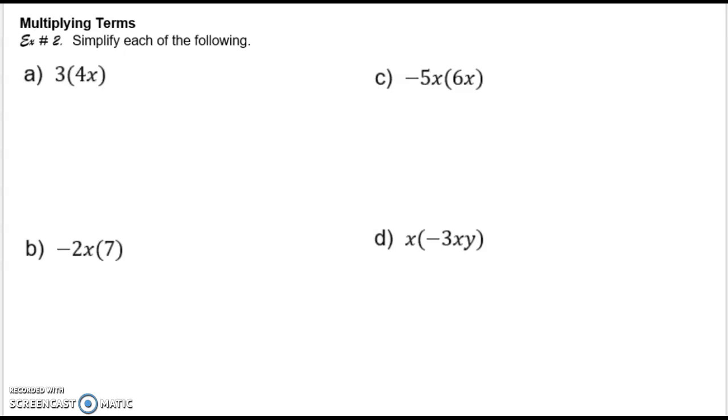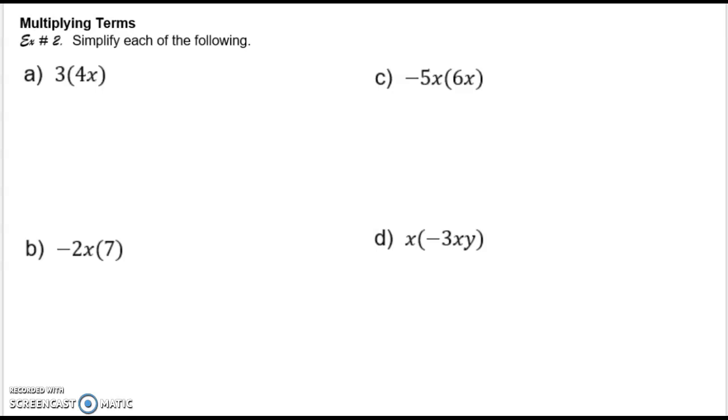Okay, so lesson 16, example 2. Now we're looking at multiplying terms. So example 2 says simplify each of the following. So when we look at example number 1 right here, it says 3 bracket 4x. When there is a number outside of a bracket, it is assumed that it's multiplying. So what that's actually saying is 3 times 4x.